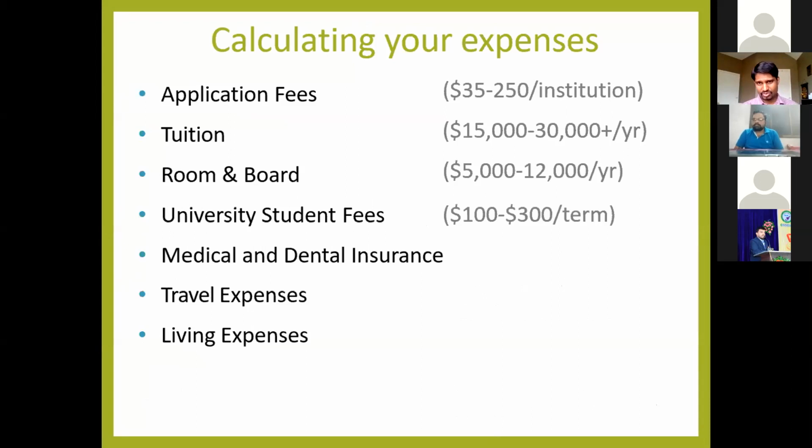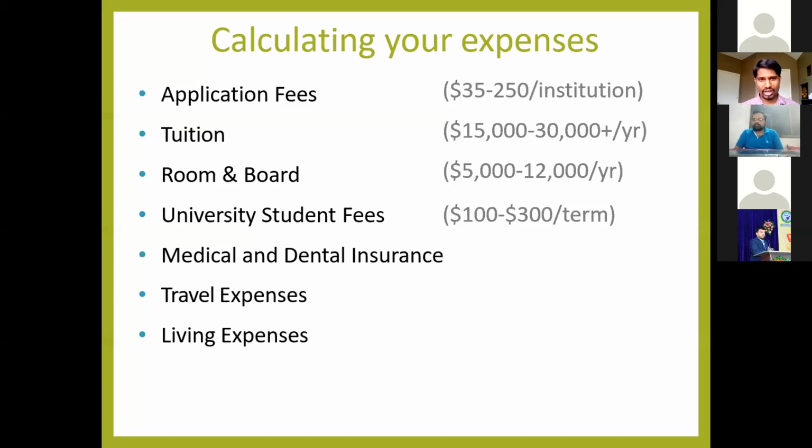Now, these are typical expenses that you will face. As I said, you have to apply to each school, right? A typical school has an application fee somewhere between $35 to $250, depending on the institution. Now, the tuition fee, again, don't get discouraged by these huge numbers here, because if you get a scholarship, all this doesn't matter, right? Tuition fees are somewhere between $15,000 to $30,000 per year. So if you have a 2-year program, it could be $30,000, and we are talking about 20 lakh rupees, right? But if you get a scholarship, this goes to zero.